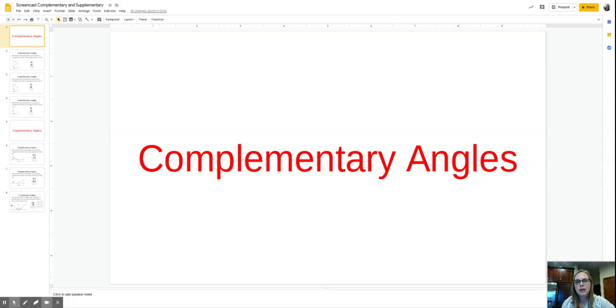And so when we're talking about complementary angles today, we're going to be talking about when two angles come together that they have to add up to 90 degrees. 90 is that magic number with complementary angles.